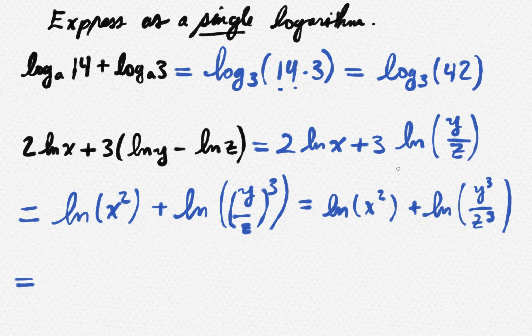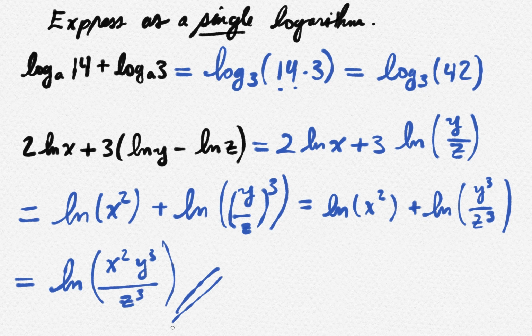Okay, so finally, we're adding two logarithms with different inputs, but the bases are the same. So we can use the product rule here, the product property. So that's going to be the logarithm, and we're going to multiply these things together. So it's going to be x squared times y cubed over z cubed. And we're done. We have taken multiple logarithms with the same base and written it as one logarithm.